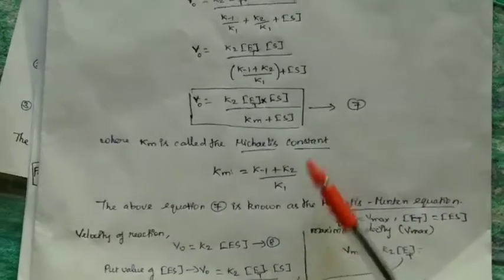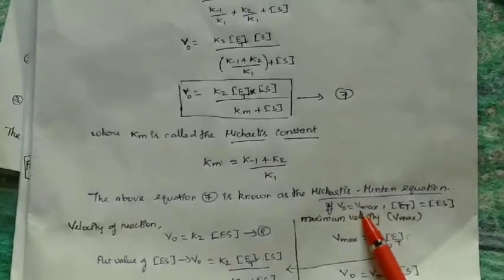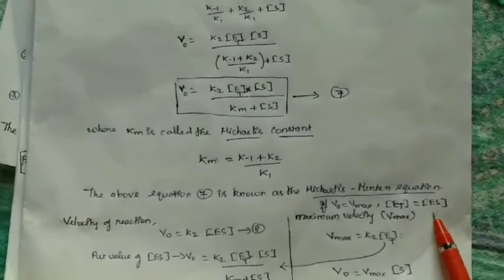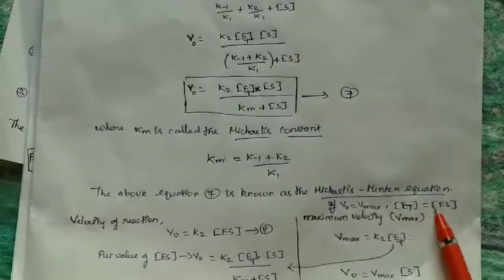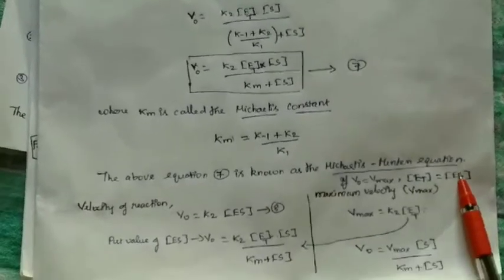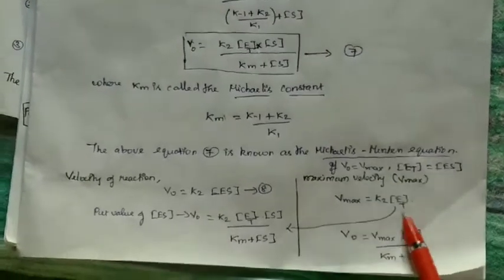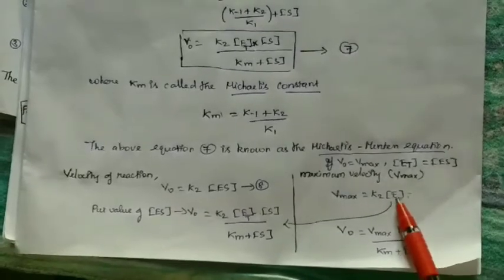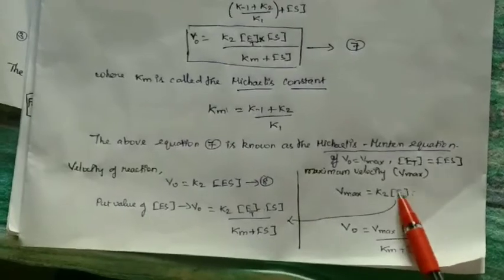When you increase the velocity to a maximum level, what will happen? V0 is equal to Vmax, that is, the total enzyme concentration is equal to the concentration of the enzyme-substrate complex. So what happened here? Vmax is equal to K2 into Et, the total concentration of the enzyme. So we substitute this K2 into total concentration as Vmax.